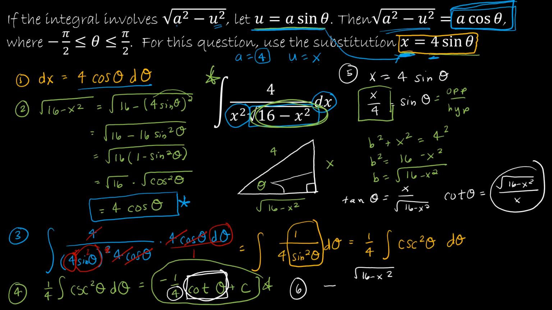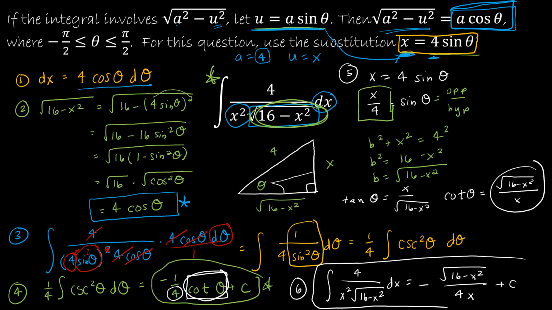And I guess to be a little bit more precise, I would say the integral of 4 over x squared root 16 minus x squared dx is equal to negative root 16 minus x squared over 4x plus c. This is my final solution.